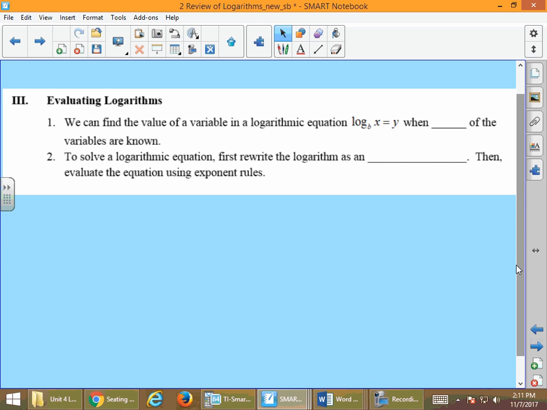As we keep moving here, we can find the value of a variable in a logarithmic equation of log base b of x equals y if we know 2 of the 3 pieces. 2 of the 3 variables are known.